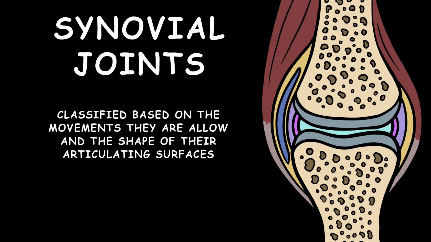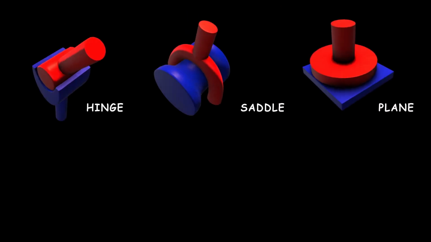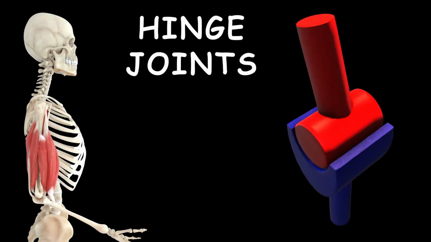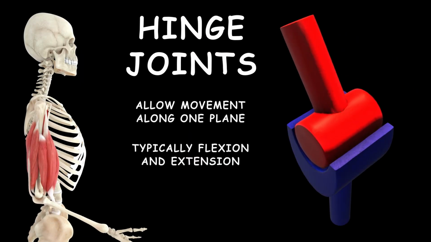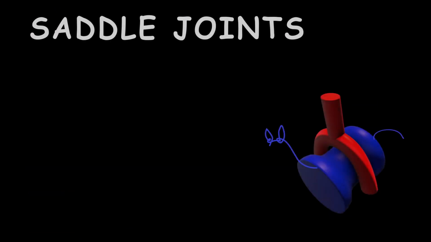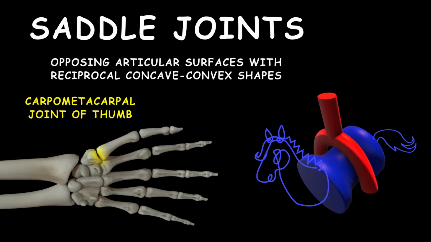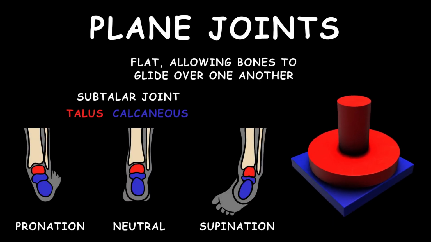Synovial joints can be classified based on the movements they allow and the shape of their articulating surfaces into hinge, saddle, plane, pivot, condyloid, and ball and socket joints. Hinge joints, such as the elbow joint, allow movement along one plane, typically flexion and extension. Saddle joints, such as the carpometacarpal joint, have opposing articular surfaces with reciprocal concave-convex shapes. Plane joints, such as the subtalar joint, are flat, allowing bones to glide over one another.